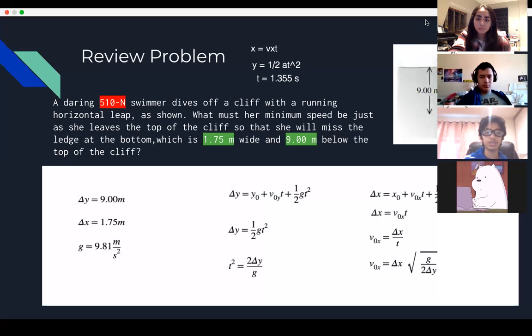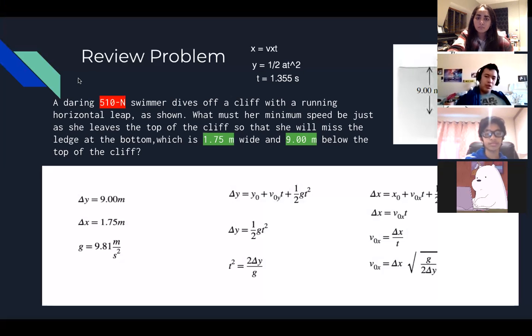To find the x velocity, we just have to divide the distance by the time, so that's 1.75 meters divided by 1.355 seconds, and that's 1.29 meters per second. Does that make sense? Is there anything else someone would like to add? I would just like to say that what we're doing here is we're saying she wants to travel at least 1.75 meters in the time it takes her to fall 9 meters. Yeah, thanks for clarifying that.